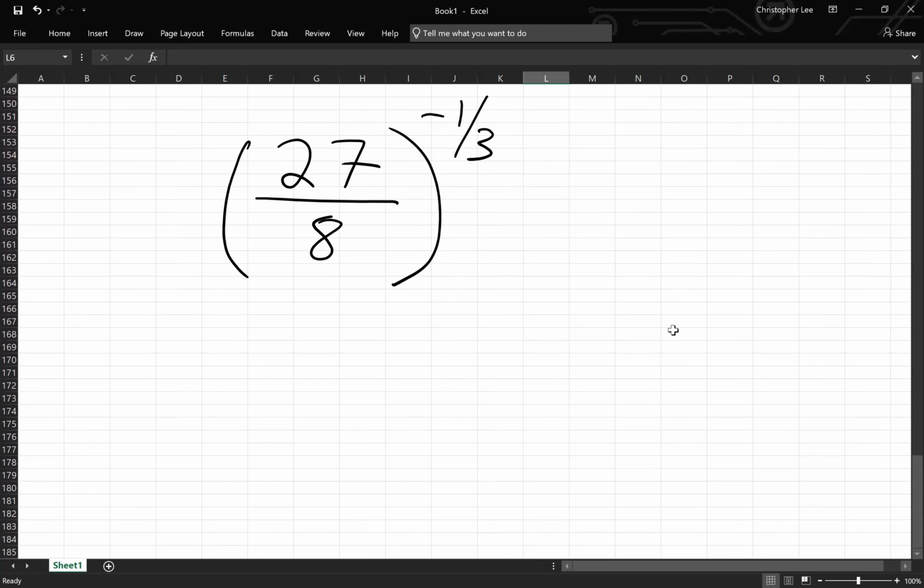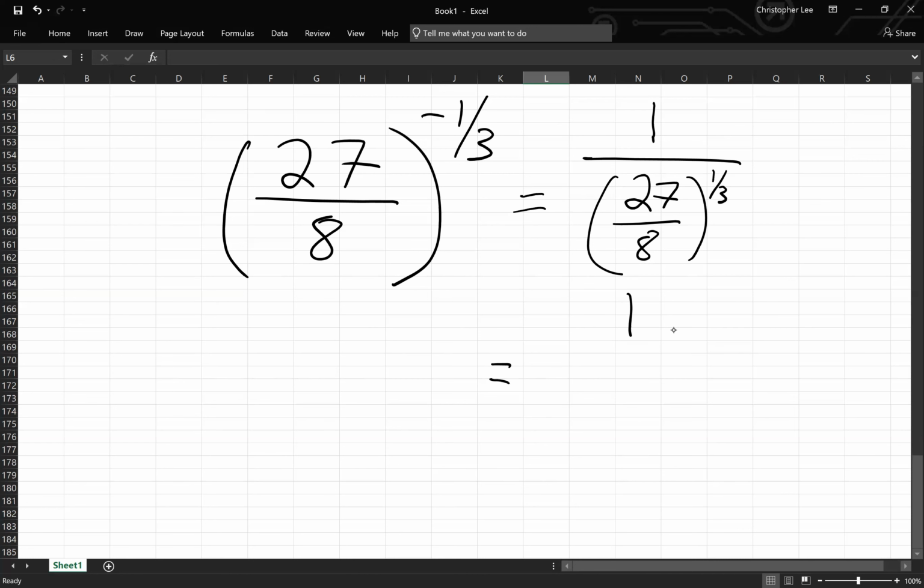So for this question, right? We're raising this to the -1/3 power. Right? So remember what happens when you raise it to a negative power? This goes into the denominator, right? So this becomes 1 over, right? Now we have 27/8 raised to the 1/3 power here, right? In the denominator. Apply that power onto everybody. So I have 1 over 27 to the 1/3 power over 8 to the 1/3 power.